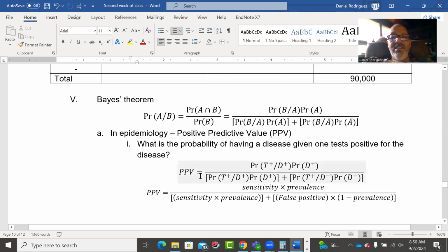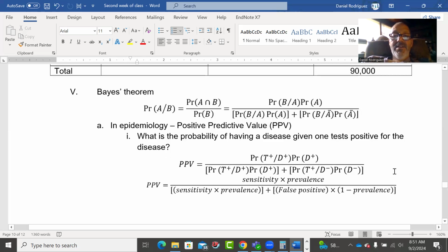So we can convert this equation into the following equation. The PPV is the probability of testing positive given one is disease positive times the probability of being disease positive. And then we have the total probability of testing positive in the denominator. You could either test positive and be disease positive, or you could be testing positive and be disease negative, right? That's why we break this down in the denominator.